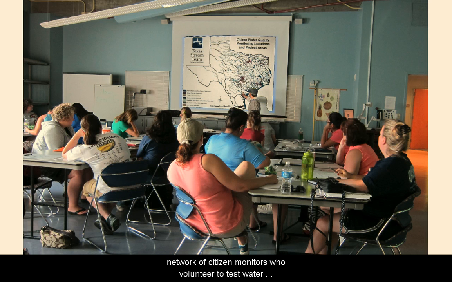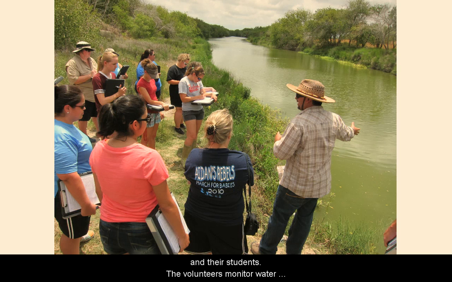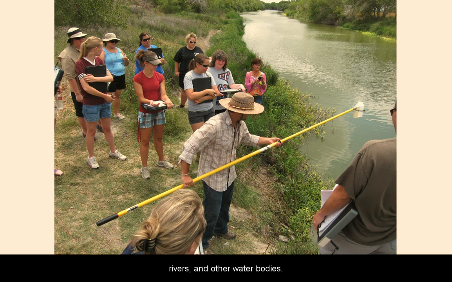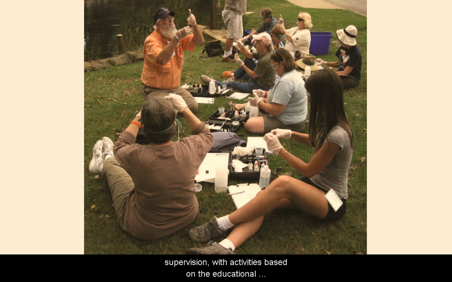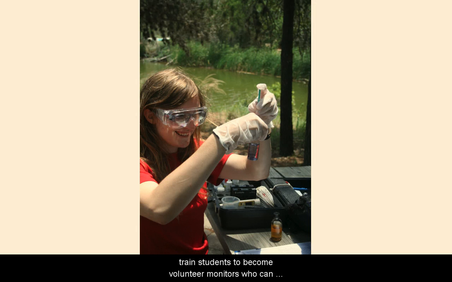For example, the Texas Stream Team is a statewide network of citizen water quality monitors who volunteer to test water quality. These volunteers also include teachers and their students. The volunteers monitor water quality and report results for addition to a statewide database of information about the condition of Texas's streams, rivers, and other water bodies. Students monitor a body of water under a teacher's supervision with activities based on educational objectives of the class.